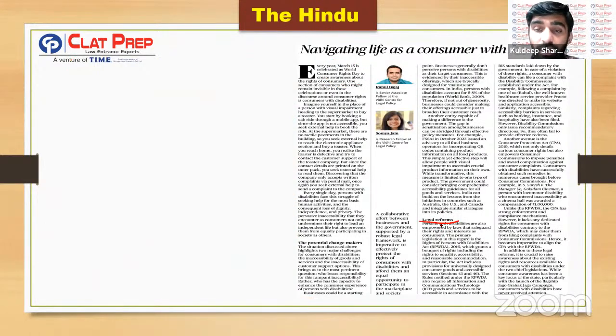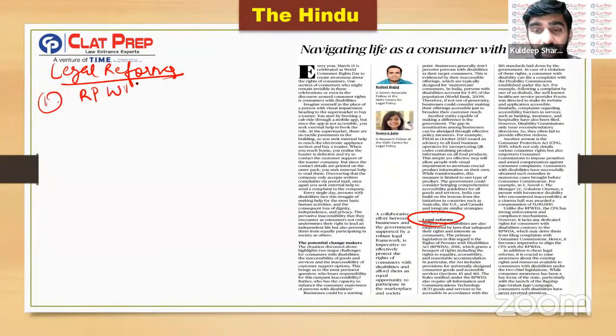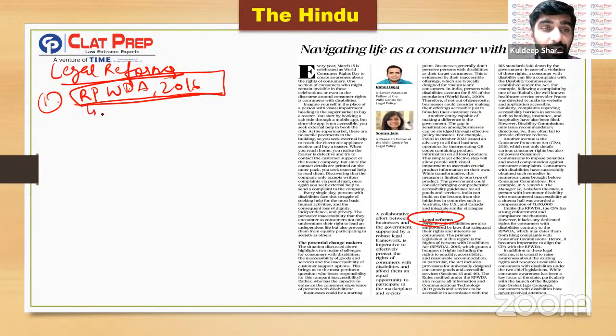Next, he is talking about legal reform. What are the legal reforms which have been done, and what else can we do in the legal area? So here he is talking about the Rights of Persons with Disabilities Act 2016. It was a very forward and reformist act, and it actually provided certain rights to people with disability. तो जो people with disabilities हैं इनको बहुत सारे rights provide करे गए, which included consumer rights also.